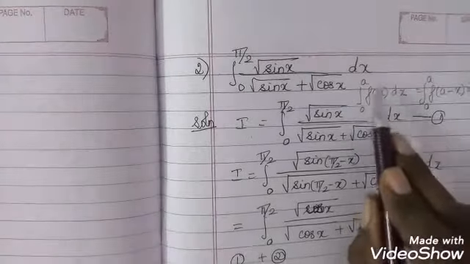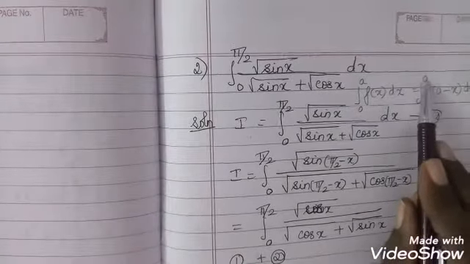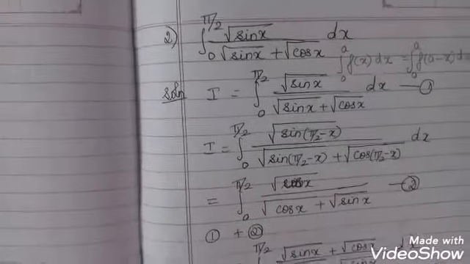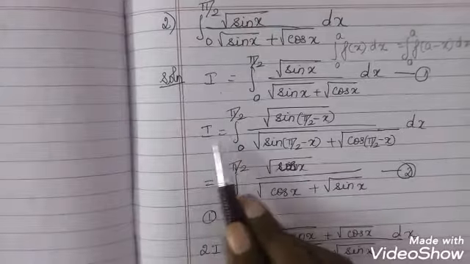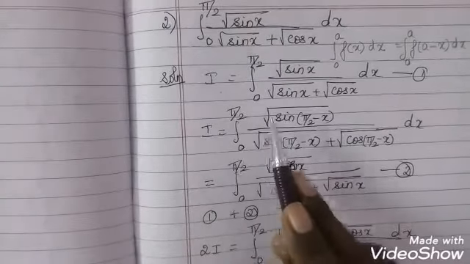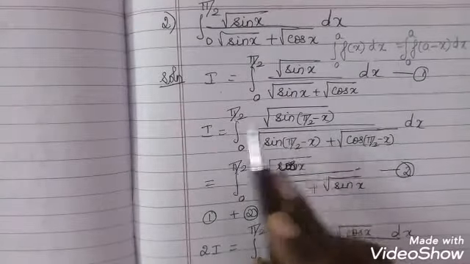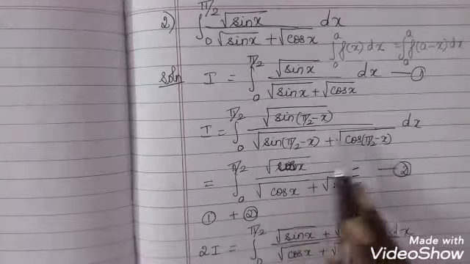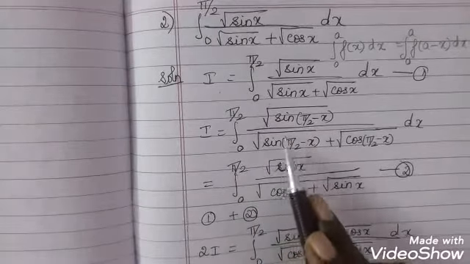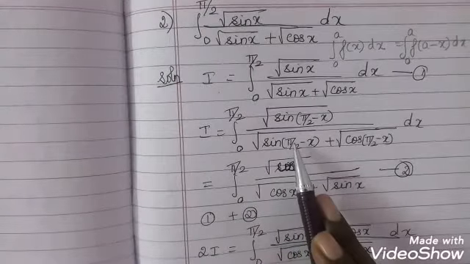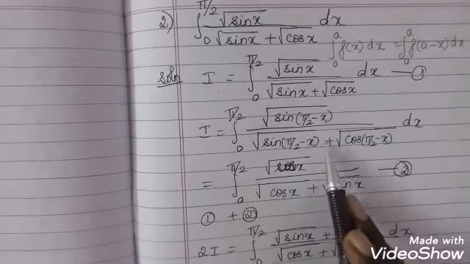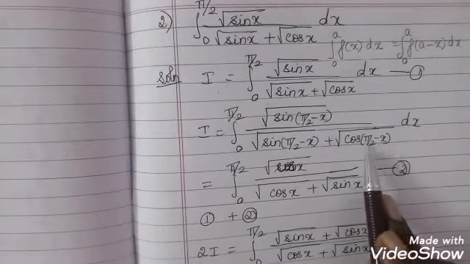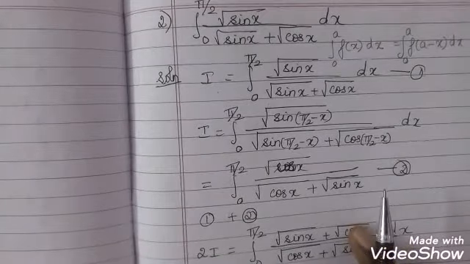Okay, integral over 0 to a of f of x dx is equal to integral over 0 to a of f of a minus x dx. This is what you have here. So how do I write in this case? Actually here you can write I is equal to integral over 0 to pi by 2 root of sine of the upper limit, pi by 2 minus x, divided by root of sine of pi by 2 minus x plus root of cos of the upper limit minus x, pi by 2 minus x dx.